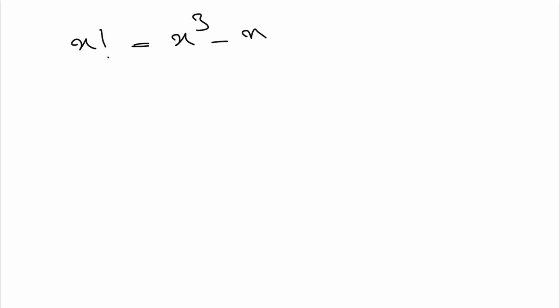Alright guys, welcome back. Another question from Cambridge University, and we have x factorial equals x cubed minus x. Let's see how we can do it. So the first clue that we get, we know x factorial is x times x minus 1, x minus 2, and dot dot dot. So let's do that.